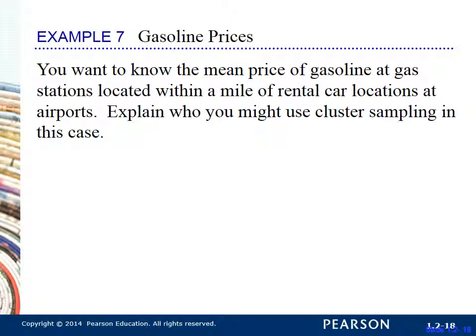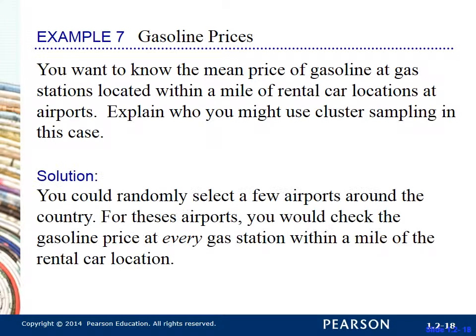All right, I want to know the mean gas price at a gas station located within a mile of my rental car locations at an airport. How could I use cluster sampling? All right, so I randomly select a few airports. From these airports, I would check at every gas station within a mile. So in other words, I chose a few, but from those few, I got every piece of information.